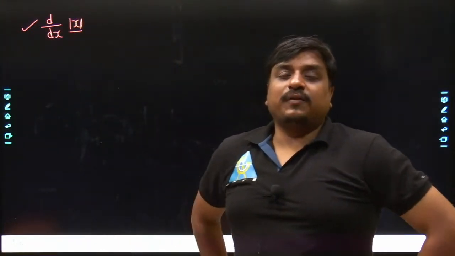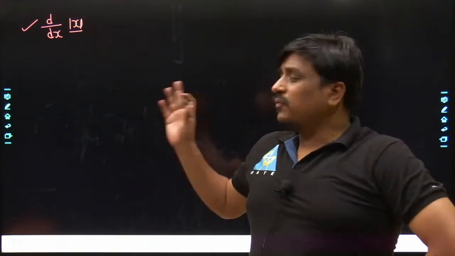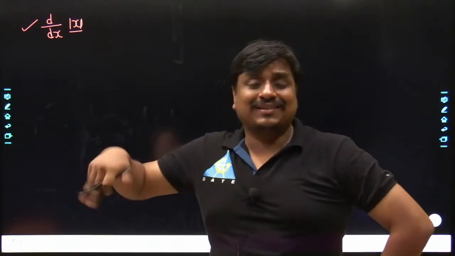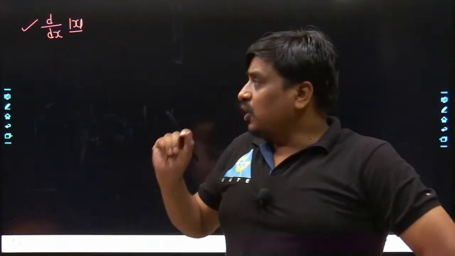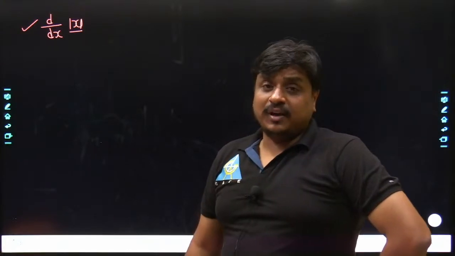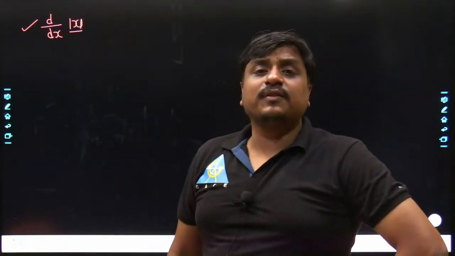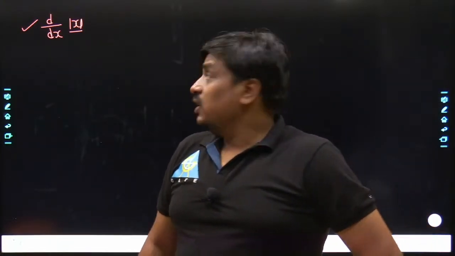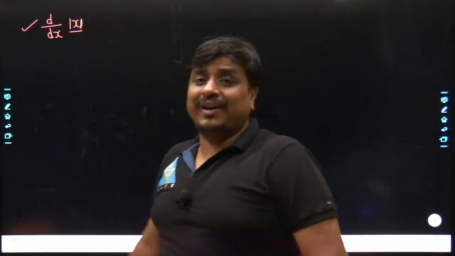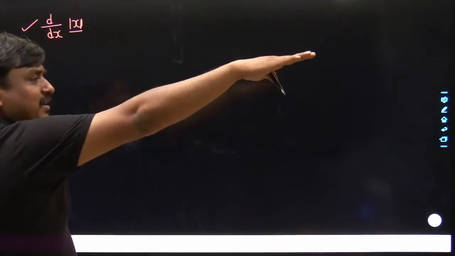May I know how the differentiation of mod of x would take place? Mod of x can be taken as minus x for x less than or equal to 0, and similarly plus x for x greater than or equal to 0. Now if you take the differentiation of minus x, definitely it would be minus 1, and similarly the differentiation of plus x would be plus 1. So the differentiation of mod of x is properly a signum function.